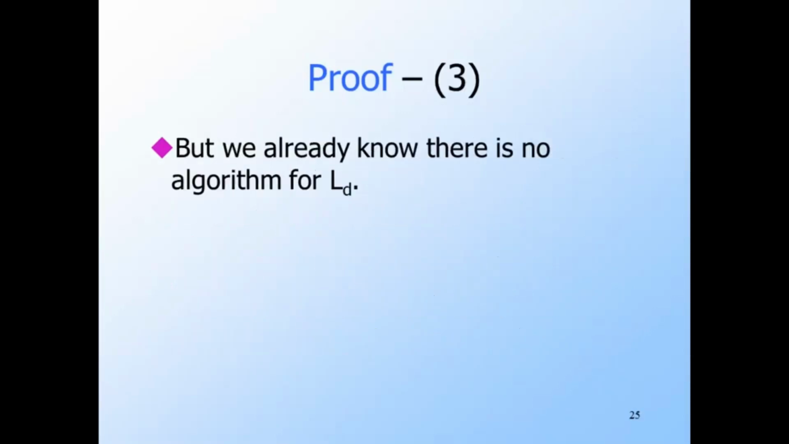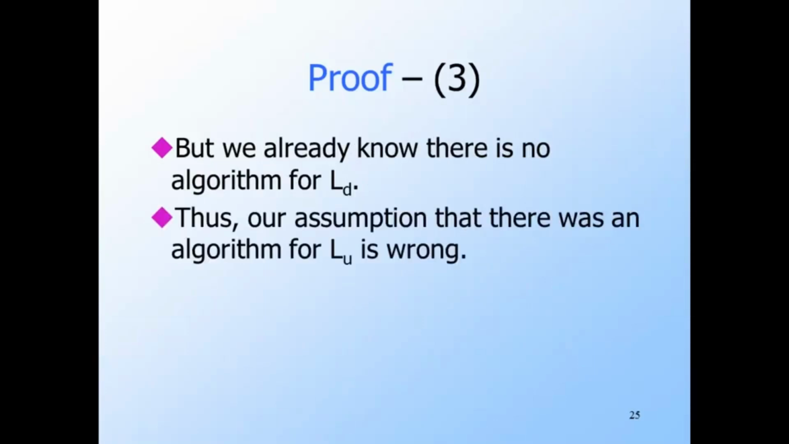We proved that there is no algorithm or any kind of Turing machine for L sub d. Therefore, we must blame our assumption. The only thing we assumed without proof was that there is an algorithm for L sub u. That means there really is no algorithm for L sub u.